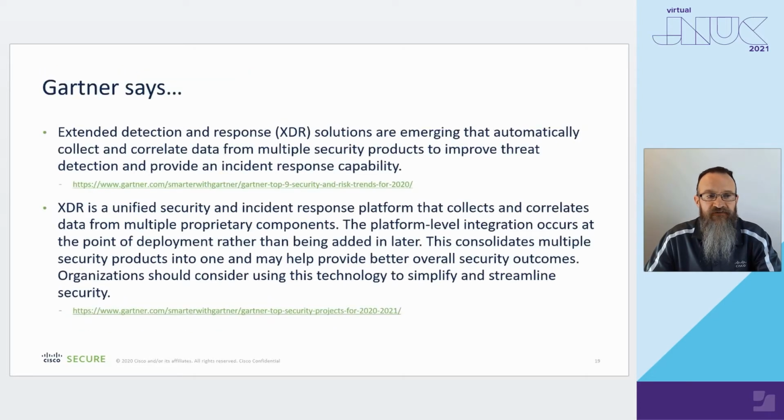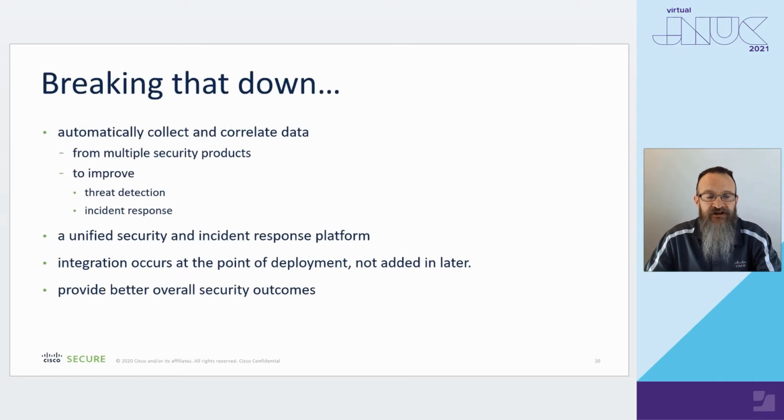Now, Gartner invented the acronym XDR, Extended Detection and Response, and they've published a couple of things that describe what they mean by that. I'm not going to read the whole slide here for you, but to break it down, an XDR is something that automatically collects and correlates data from multiple security products in order to improve threat detection and incident response. It provides a unified security and incident response platform, and that integration occurs at the point of deployment. It's not something that's added in later, and overall, it provides better security outcomes for you and your team.